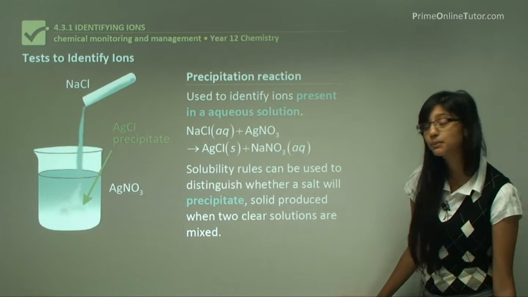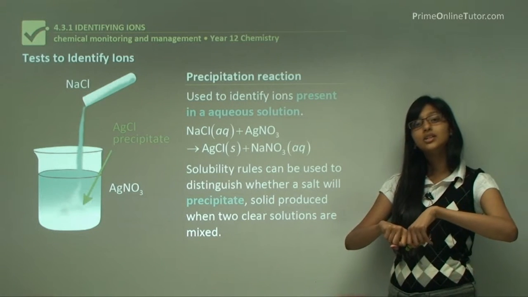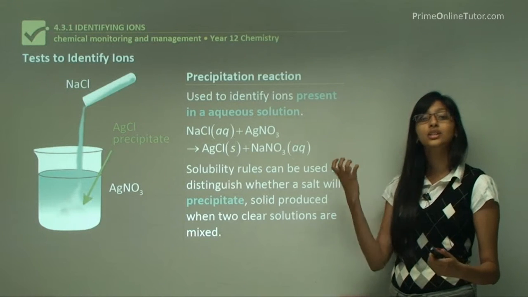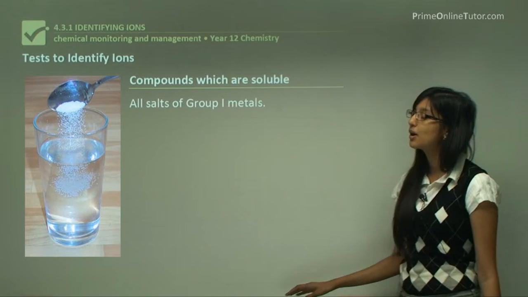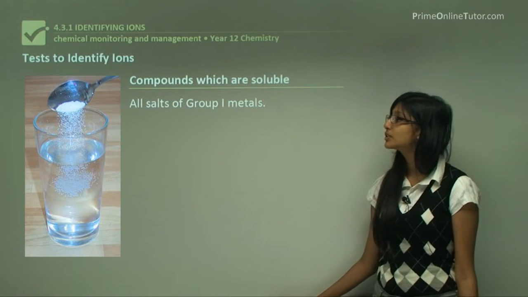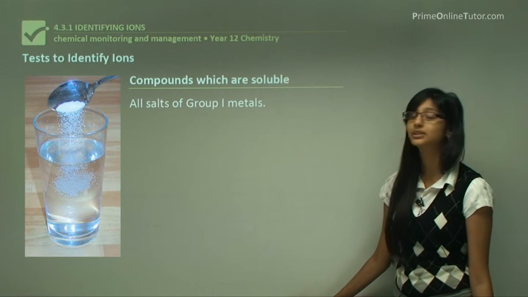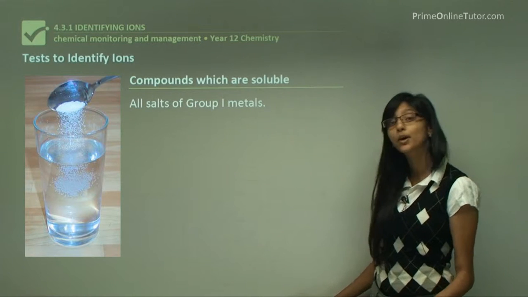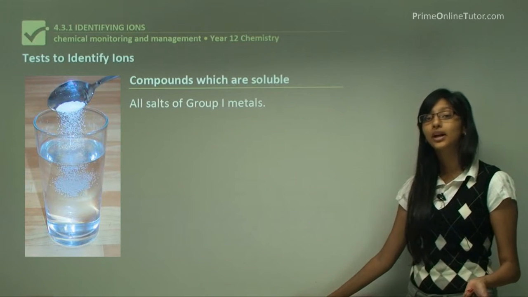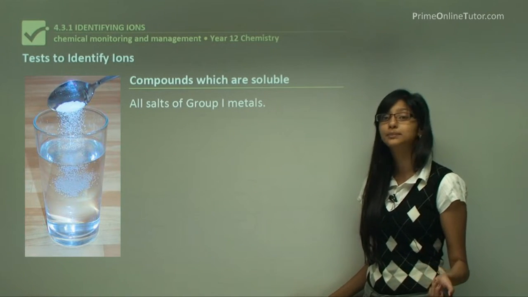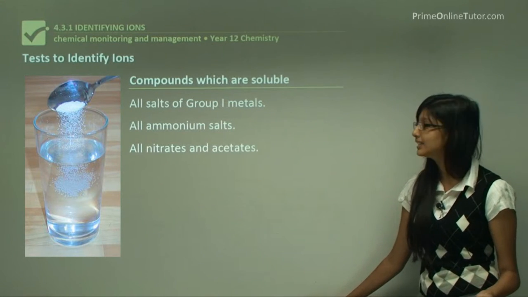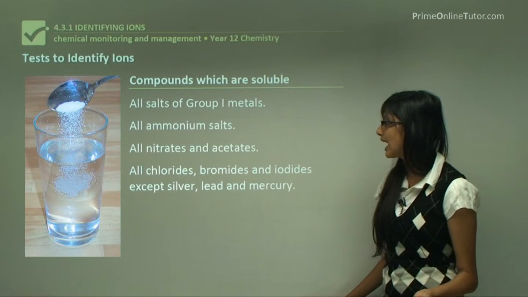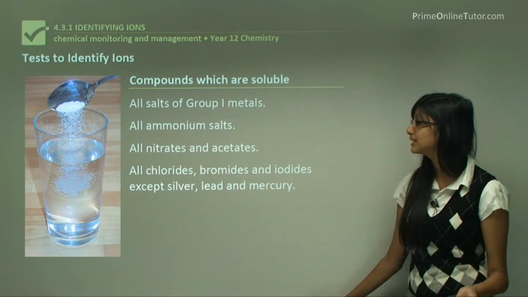And what is a precipitate? When you mix two solutions together, a solid substance should come out, which is called your precipitate. Now what compounds are soluble? So all salts of group 1 metals are soluble. So if you have any compounds that contain a group 1 element, they will always be soluble. Same with ammonium salts, nitrates and acetates, chlorides, bromides and iodides, except silver, lead and mercury.